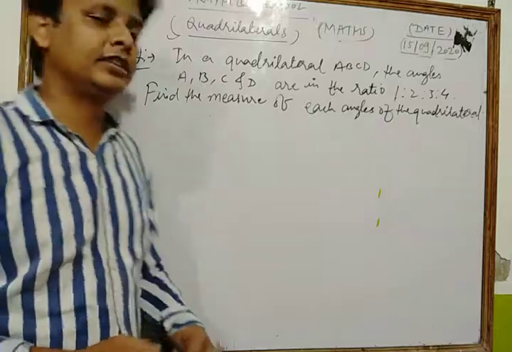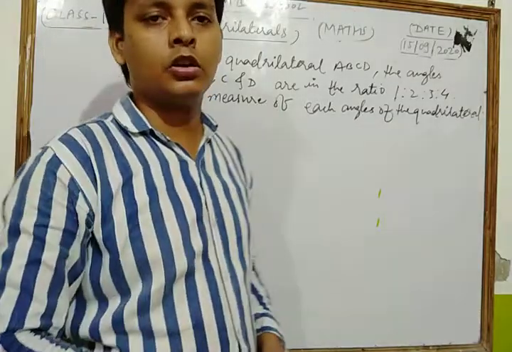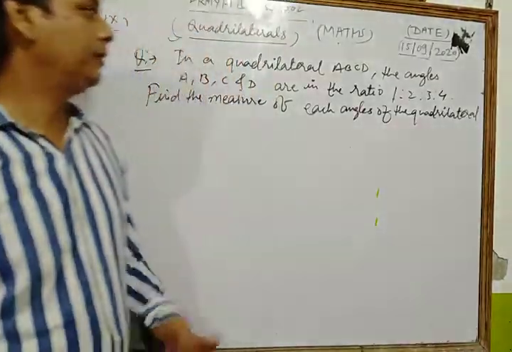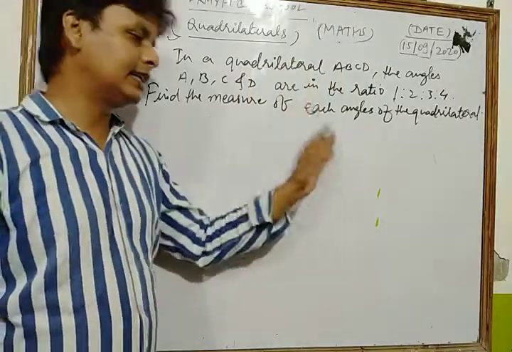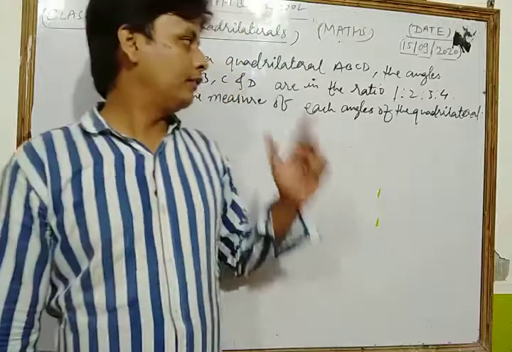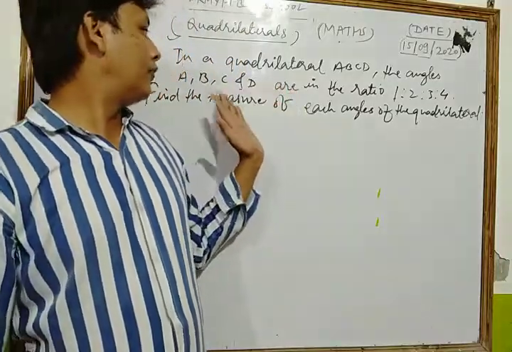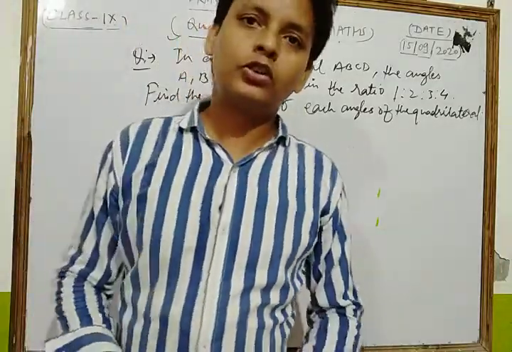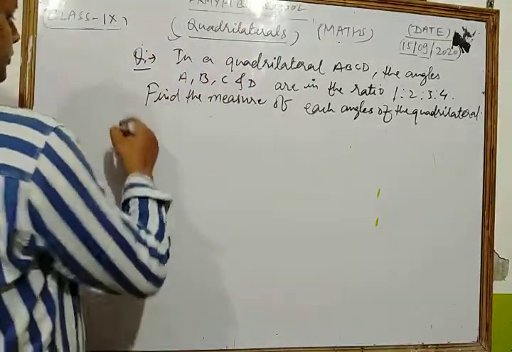So let's see, dear students, this is one of the most important questions of your syllabus. In a quadrilateral ABCD, the angles A, B, C, D are in the ratio 1:2:3:4, and we find the measure of each angle of the quadrilateral. Let's see its solution.